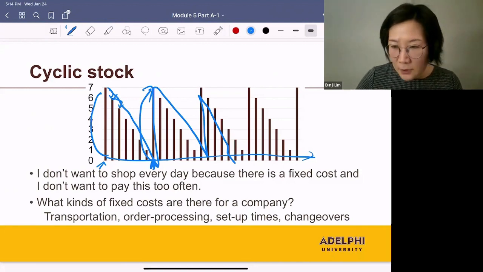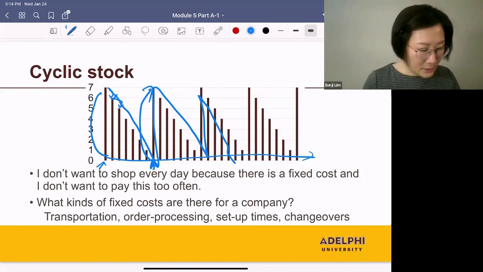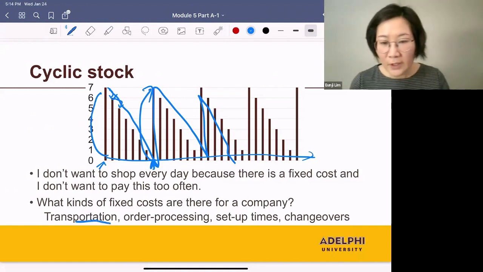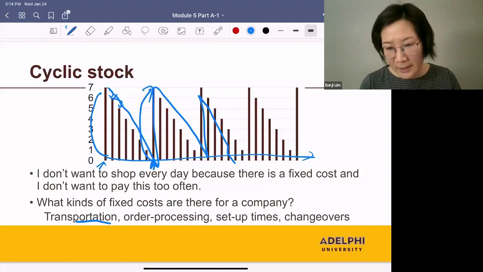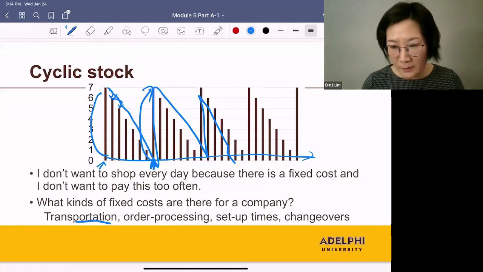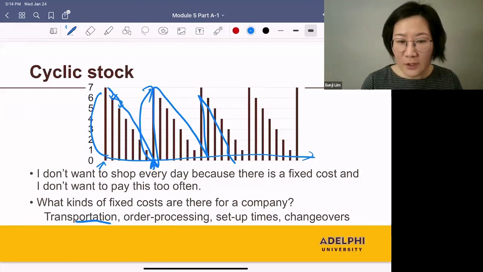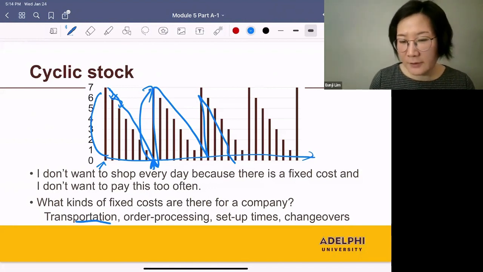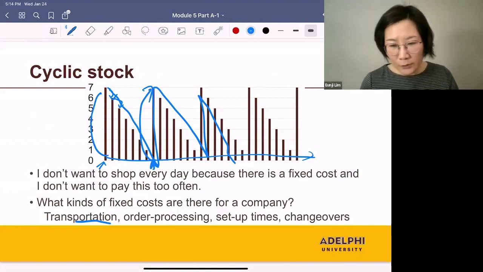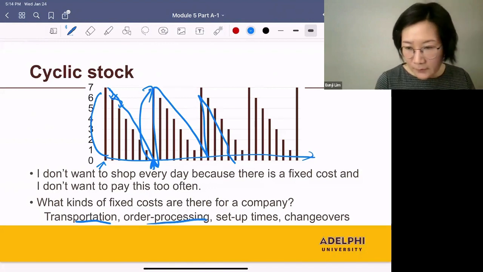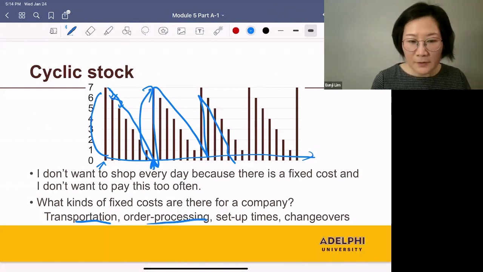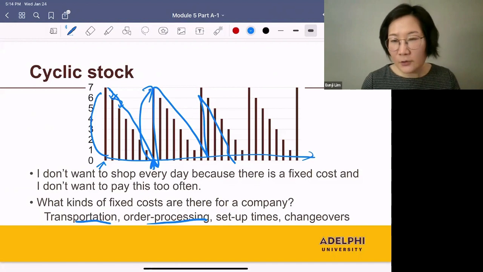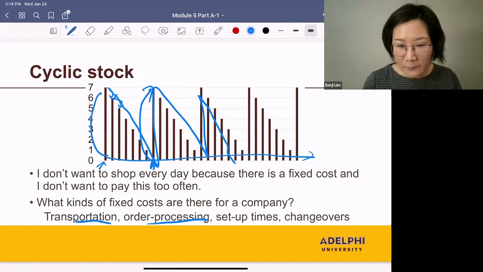So what kinds of fixed costs are there in a company? Transportation. When a company places an order with a supplier, it has to pay for shipping. The shipping charge is fixed regardless of how large the order size is. So a transportation cost is a fixed cost. Next, the order processing cost is also a fixed cost. When a company places an order, someone has to process the order. The labor for this person is a fixed cost.